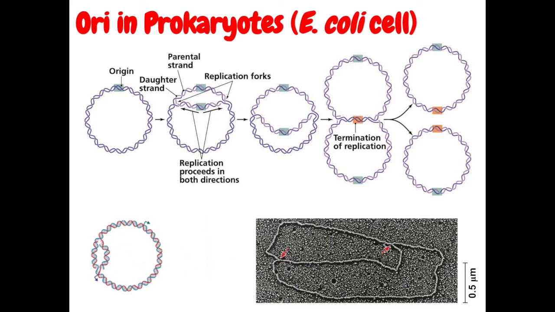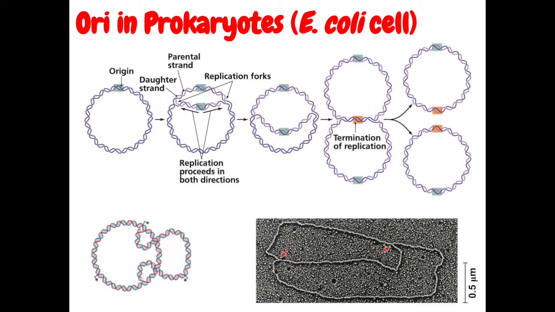So that will form basically two circles that are connected to each other. And once enough nucleotides have been added to each of the template strands, there will be another sequence of DNA that signals to enzymes that replication is about to finish, and you should splice the strands so that the two circles can disconnect from each other. And when that happens, now we have two identical daughter DNA molecules, two identical molecules of DNA.